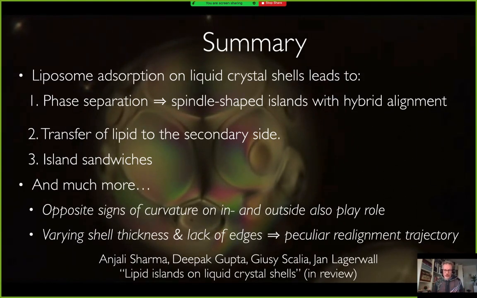And there's actually much, much more than I can cover in 10 minutes. For instance, the opposite signs of curvature on the inside and the outside play a role, and of course the varying shell thickness and the fact that we don't have any edges on a sphere are very important.